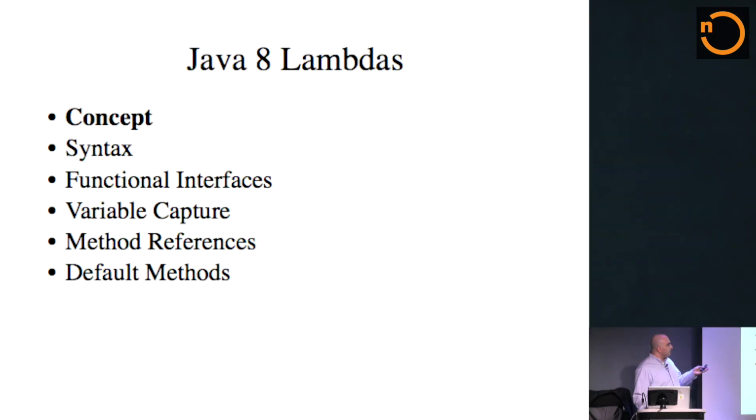So let's first start out, talk a little bit about the concept of lambda expressions, syntax, functional interfaces, variable capture, method references, and default methods. These are all things that were added to the language, which will allow you to build things like the Streams API and many, many other things. You know, Java 8 brings functional programming to Java as much as that is possible within the constraints of staying backwards compatible with previous versions.